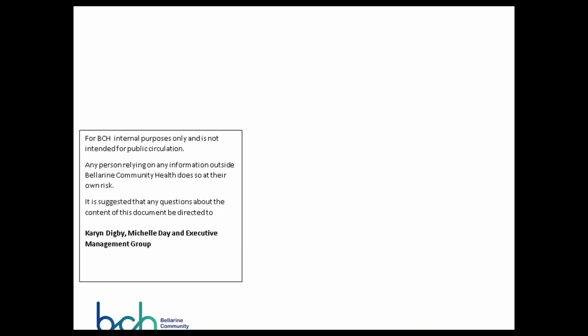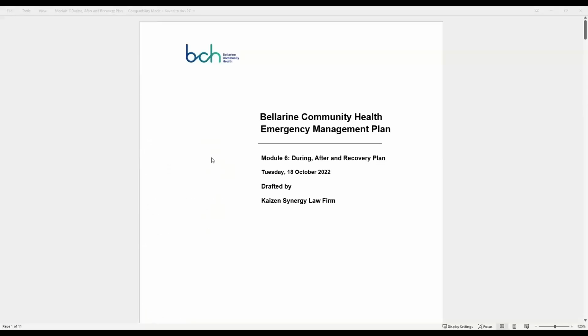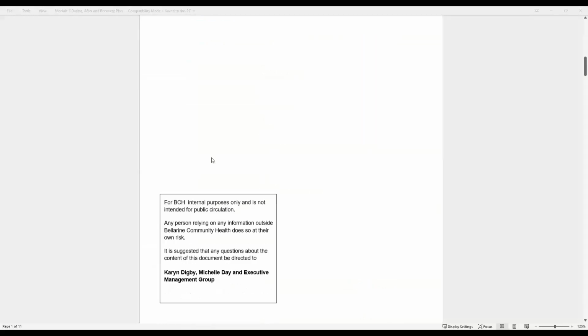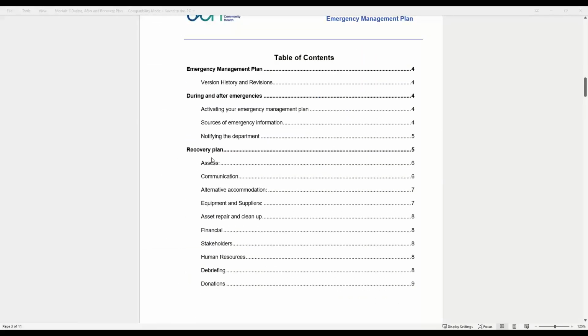So let's have a look at the during, after, and recovery plan of the Bellarine Community Health document. This document is made available to you, and you can view this at any stage across Bellarine Community Health sites. What it does cover is during and after emergencies, and also the recovery plan, in different parts. During and after emergencies includes activating your emergency management plan, sources of emergency information, and notifying the department. The recovery plan goes into a little bit more detail and also looks at assessing and communication, as well as alternative accommodation where required, equipment supplies, asset repair and cleanup, and maintenance as well.